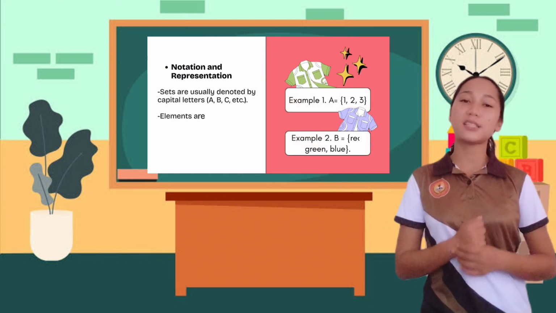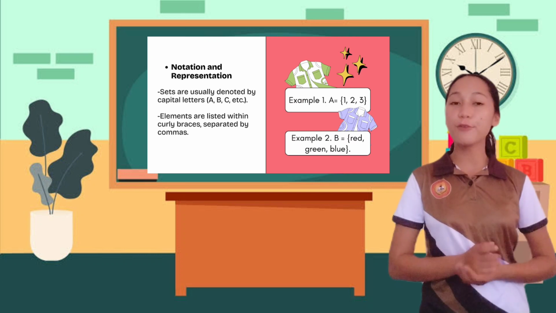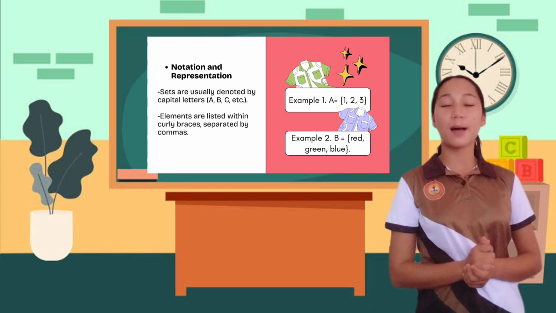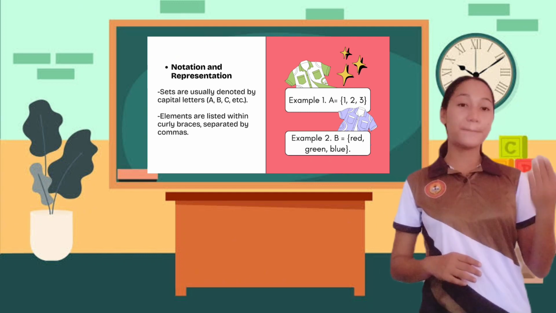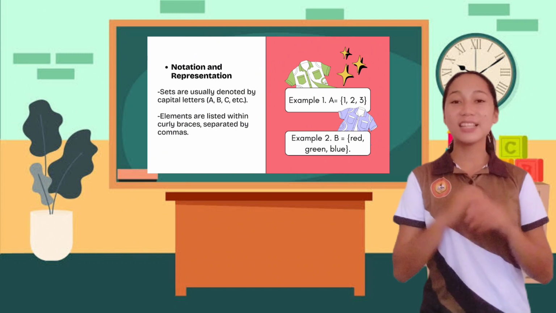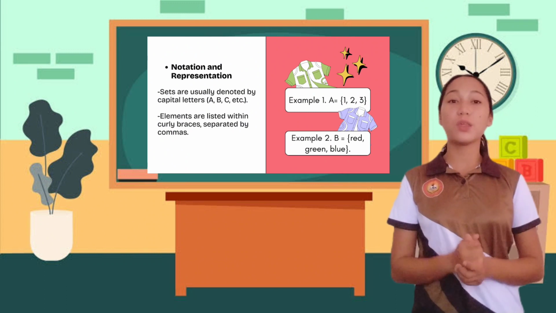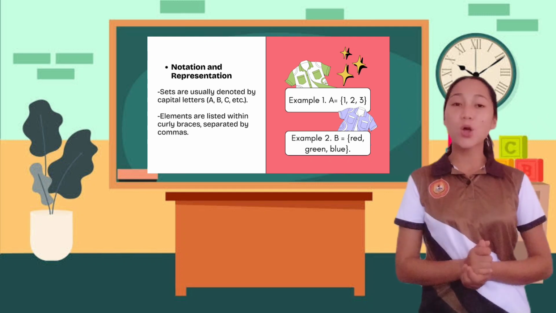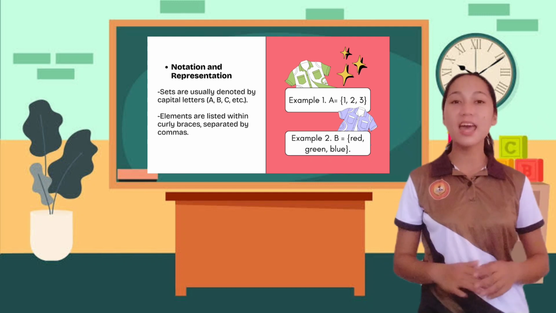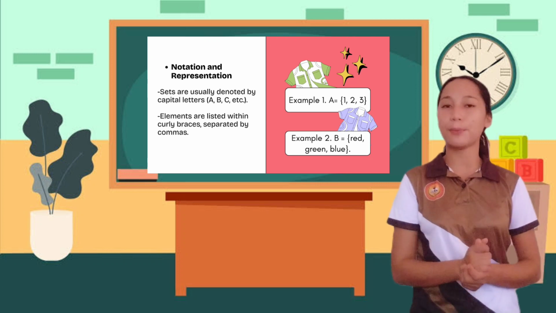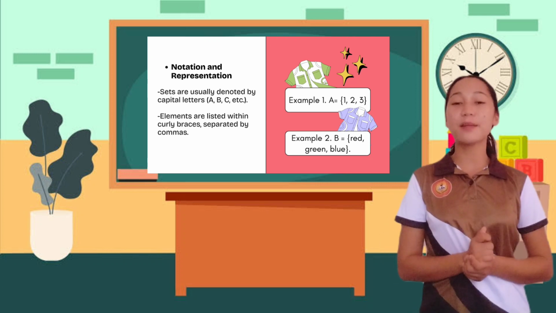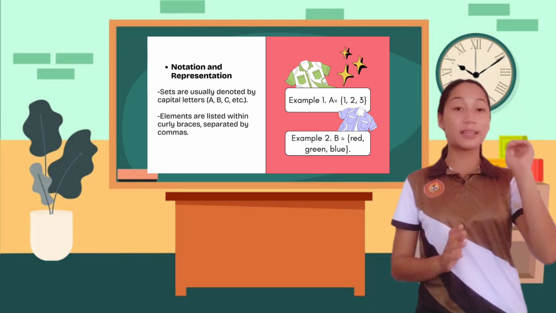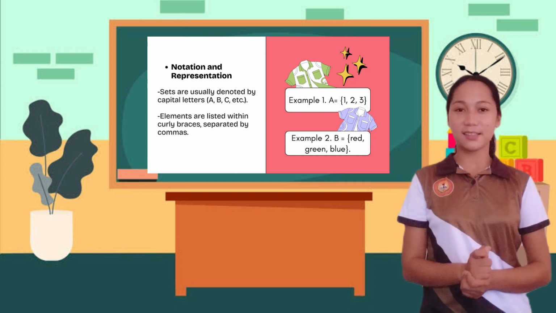Now let us examine the notation and representation of sets. Sets are typically represented by capital letters A, B, C, etc. Elements are listed within curly braces separated by commas as one way of representing them. So consider the following example: sets A and B contain curly braces as well as objects separated by commas.